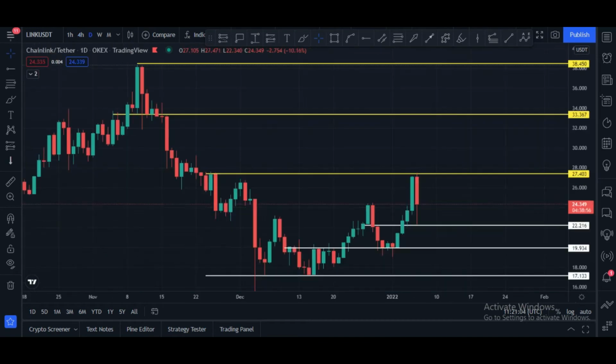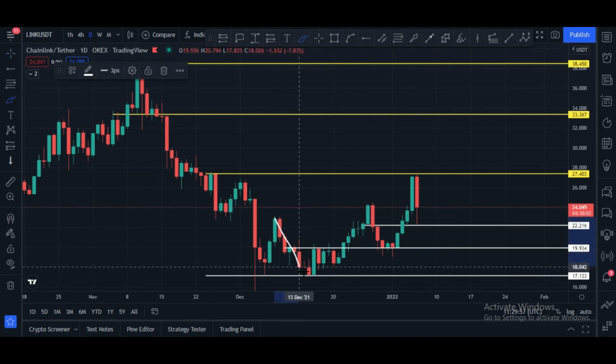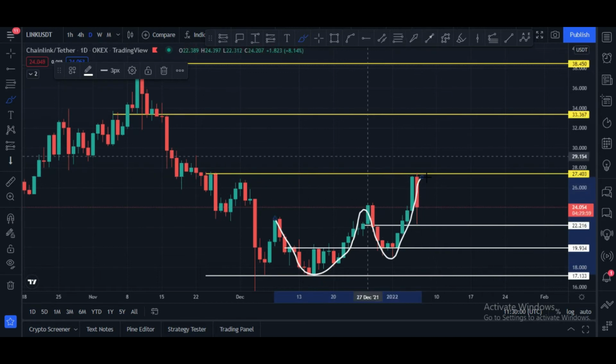Let me please show you the daily chart. In daily it is rejected from this zone, the $27 price area, and now it is at the $24 price area. It is creating a beautiful pattern which is called a W pattern, here you can see. But unfortunately it failed to break this. Here you can see price rejected from this point, and this will be a disaster.